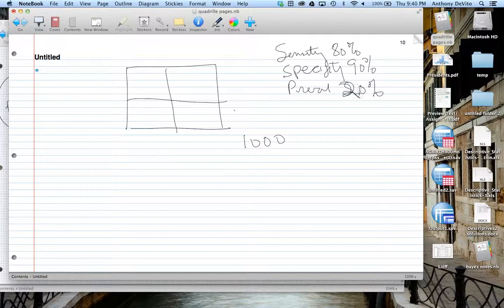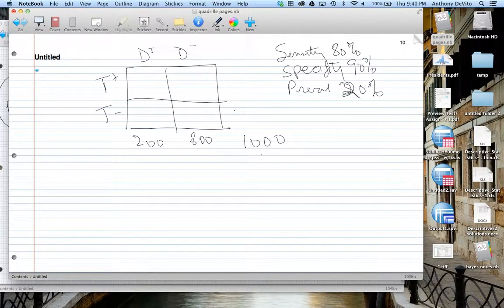So the prevalence is 20%. Out of that 1,000 people, 200 people have the condition. So the way I'm going to lay out this box is, these are the people that have the disease. These are the people that don't have the disease. These are the people that test positive. These are the people that test negative. So 20% of them have the disease. That means 200 out of 1,000 have the disease, and 800 don't have the disease. So anybody in this column doesn't have the disease. Anybody here does have the disease.